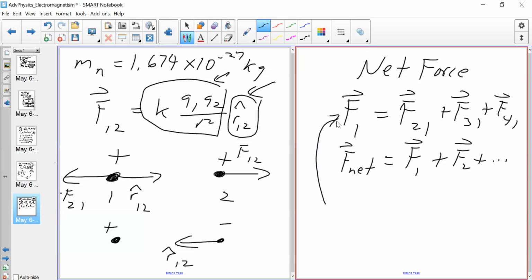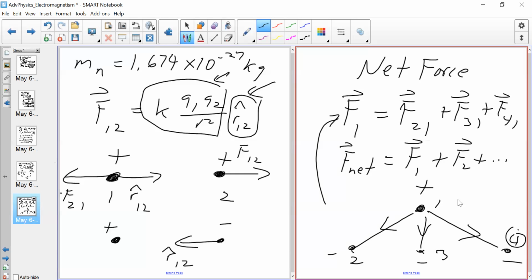This right here says the total force on 1 is made up of 2 on 1, 3 on 1, 4 on 1. Let's say 1's here, 2, 3, 4, their distances. So let's say that all these were negative, this was positive. Okay, we got something that looks like that. 1, 2, 3, 4.